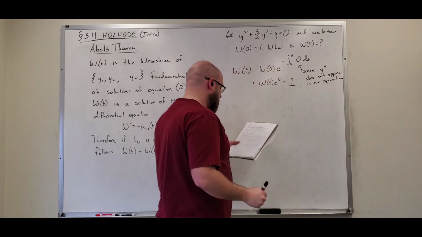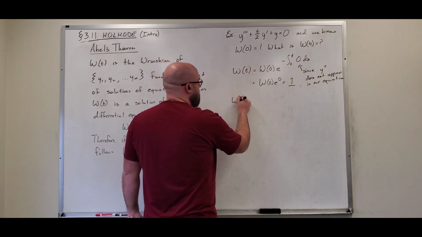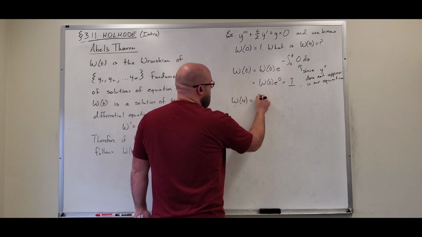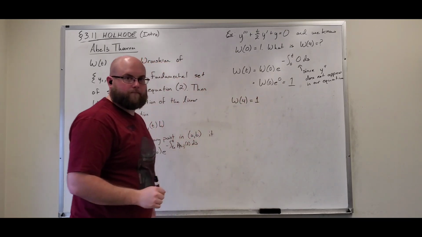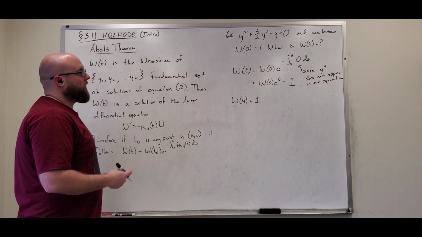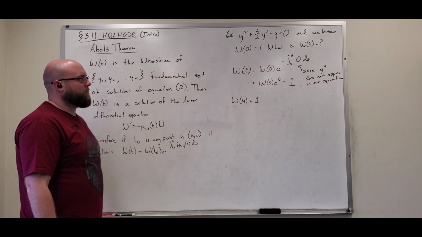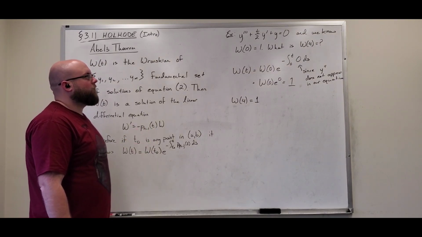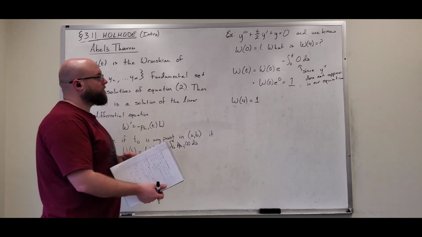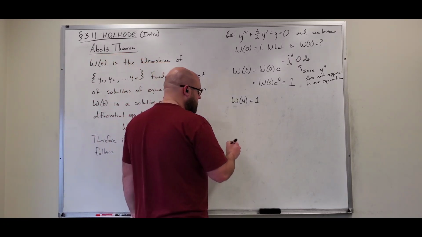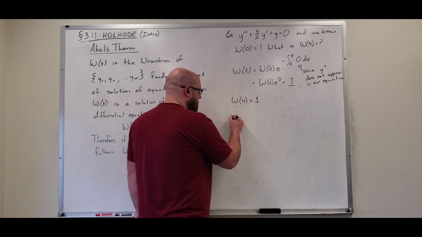All right, so therefore, W of 4 is also equal to 1 for that case. So the nice thing is, say that we did have y double prime in there. I'm going to make an adjustment for this. All right.